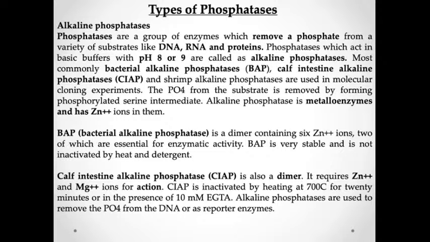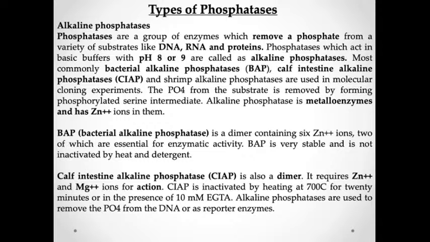they are the ones which remove the phosphate from a variety of substrates like DNA, RNA and protein. They help to remove the phosphate from your proteins or DNA or RNA, and act on basic buffers, pH 8 or 9. They are called alkaline phosphatases and most commonly known as bacterial alkaline phosphatases, BAP, and calf intestinal phosphatases, CIP.